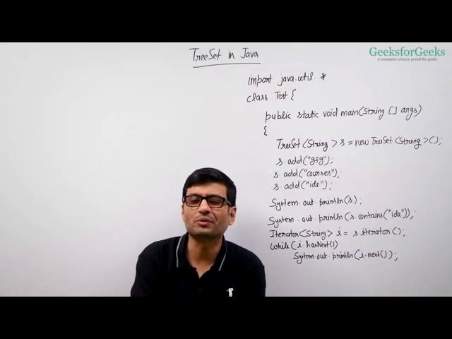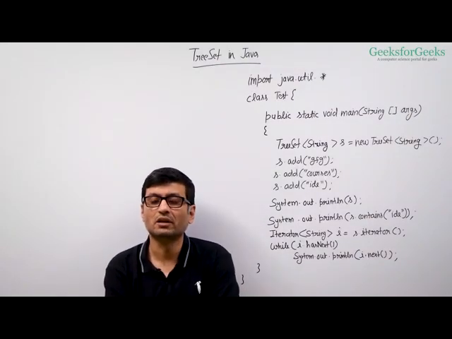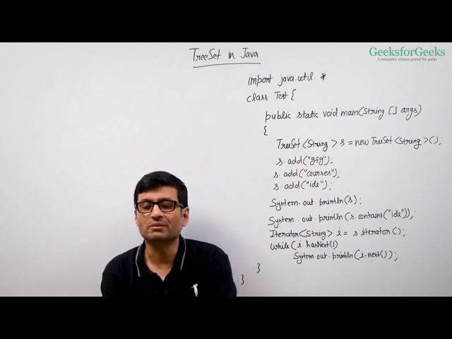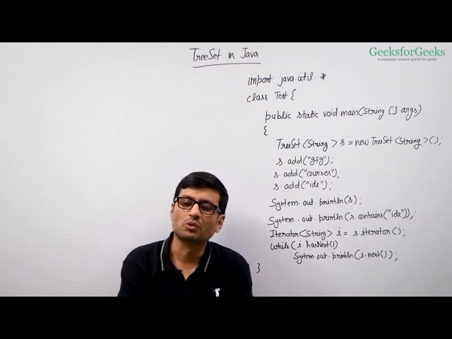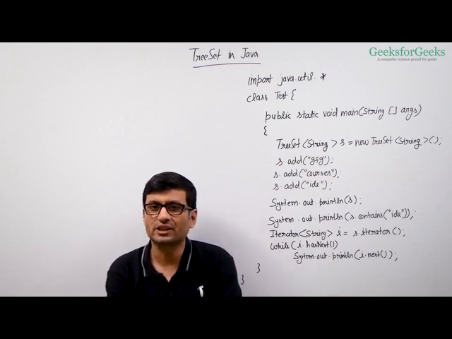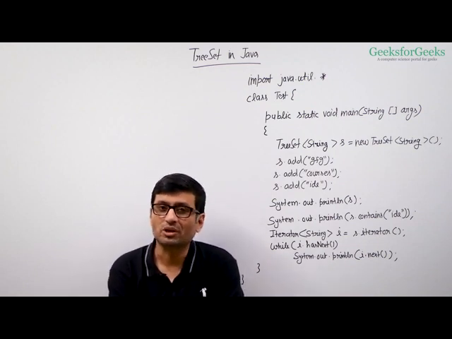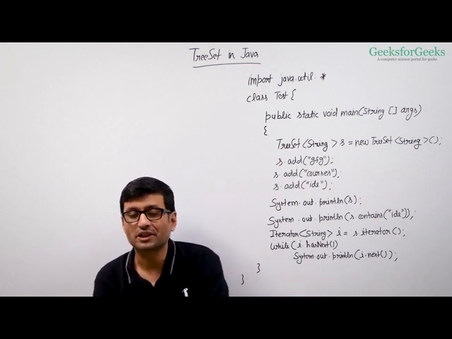Hi, in this video we are going to talk about tree set in Java. Tree set is mainly an implementation of self-balancing binary search tree. It supports operations like search, insert, delete, which are similar to hashing. But with hashing, you don't have other functions which are there in the tree set.